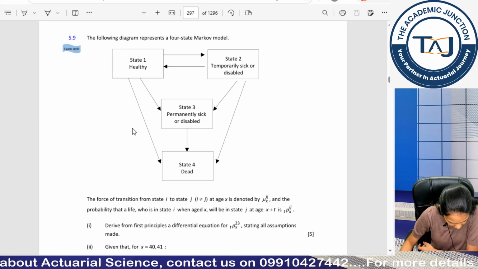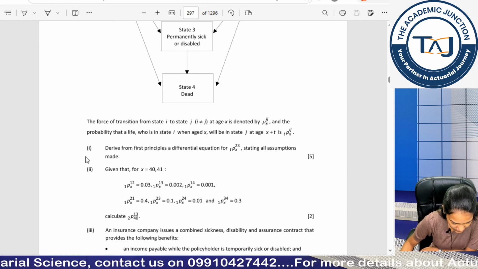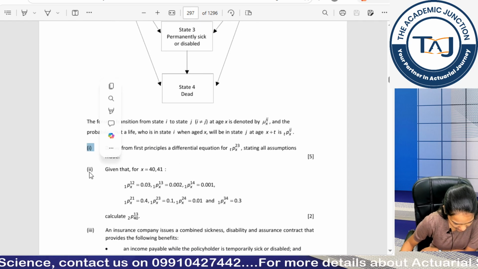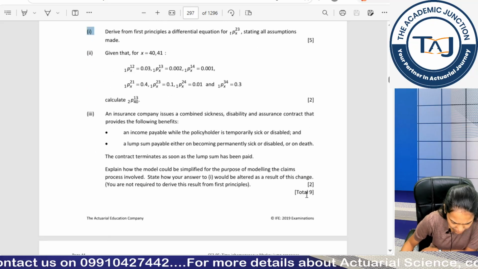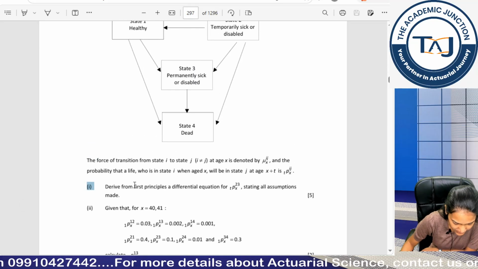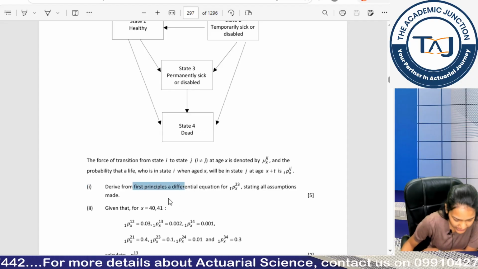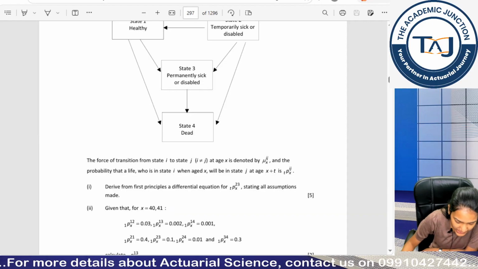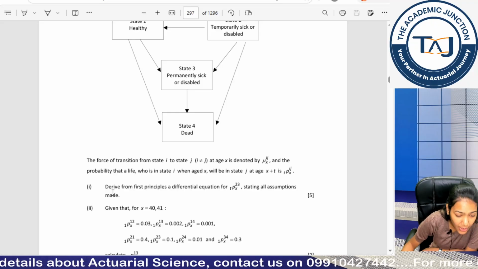So, yes, we are going to do the 5.9 question. I would be solving the first part, and the second and third parts are pretty easy and carry very few marks, so you can do them on your own. But the fifth part, which involves the derivation from first principles, I will be doing. Clear? And since we have to state the assumptions made here as well, I would be telling you how to write the assumptions.